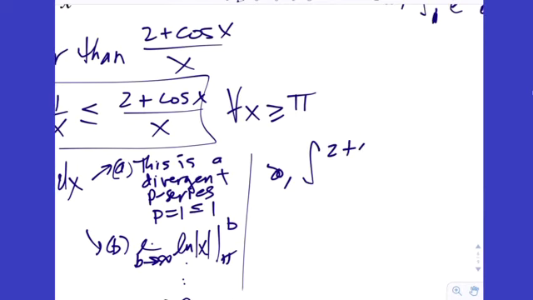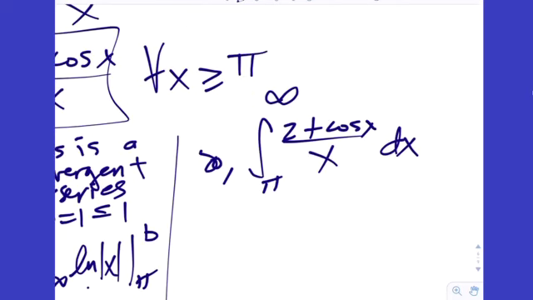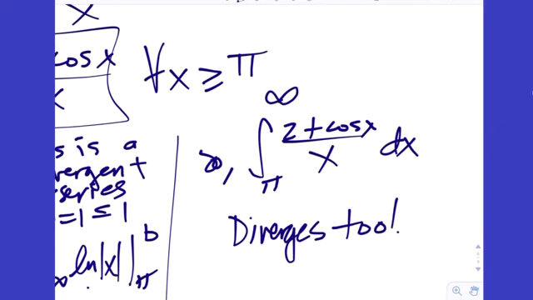The integral of 2 plus cosine of x over x dx from pi to infinity does what? Diverges. We used the same reasoning as well already, so how about 2? Yeah, it diverges too.